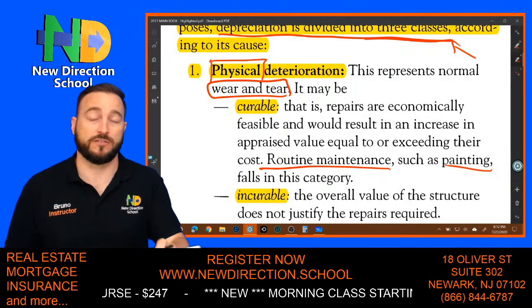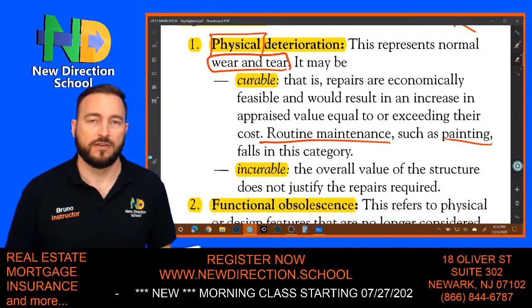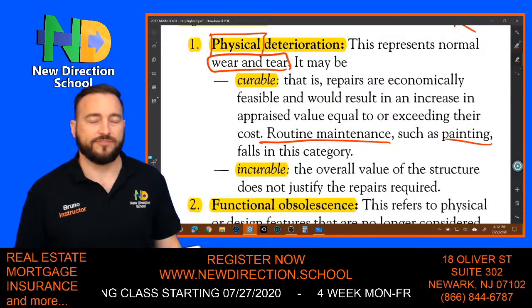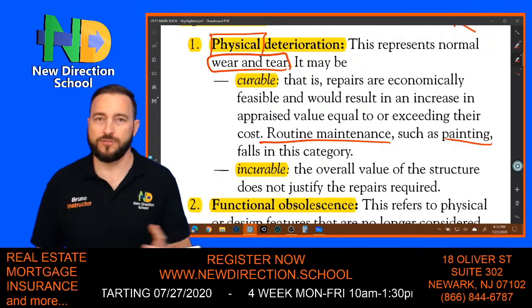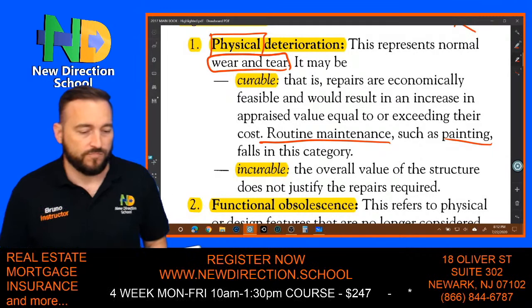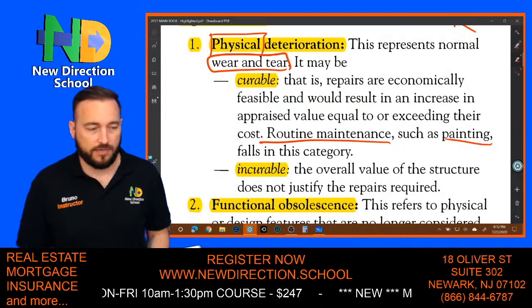But it might be incurable. For something to be incurable, that means it's not worth the money that you're going to spend, so it does not justify the repairs required. Have you ever had a car where you look at it and think, I have to spend $3,000 on this car? The car is worth five. Might as well use the $3,000 and the car as a down payment for a newer one. Does that make sense? So that means it's incurable. It just doesn't justify the repairs. I know I compare a lot to cars. Maybe it's an easier concept to get.